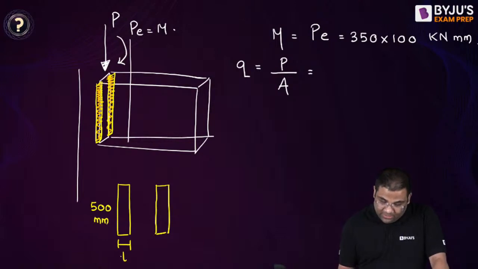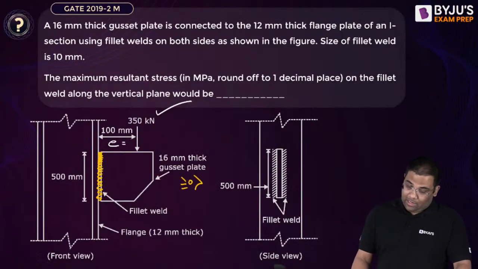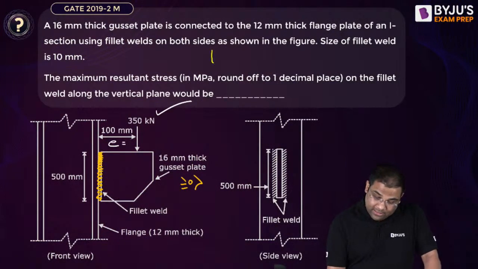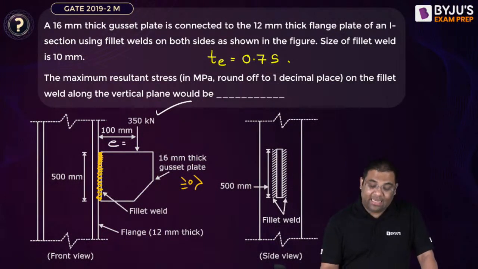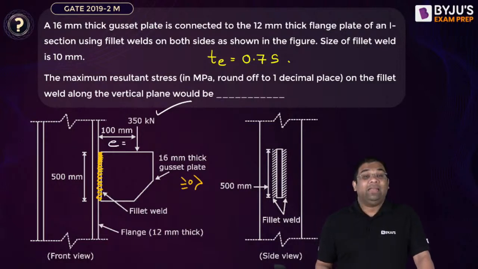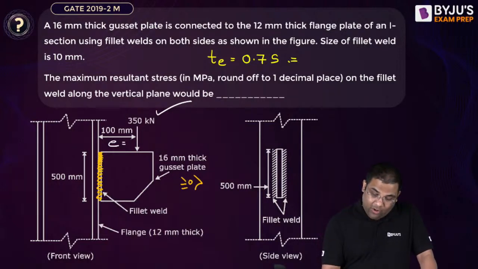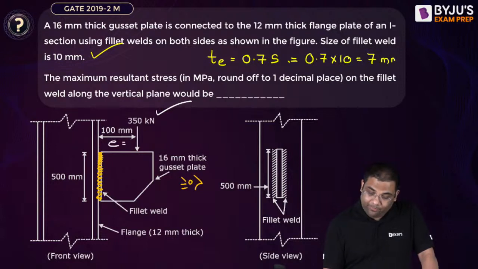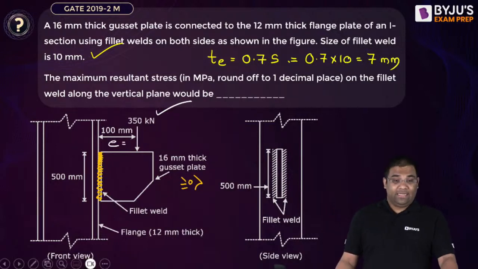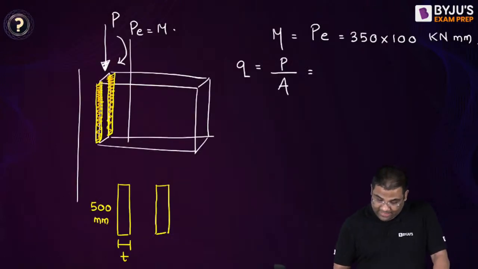This thickness will be the throat thickness. Now, how to find out the throat thickness? We find throat thickness as 0.7 into S. S is the size of the fillet weld. The size is given as 10 mm. So it is 0.7 into 10 giving me how much? 7 mm. Okay, so the throat thickness is 7 mm. So this is 7 mm and this is 7 mm.